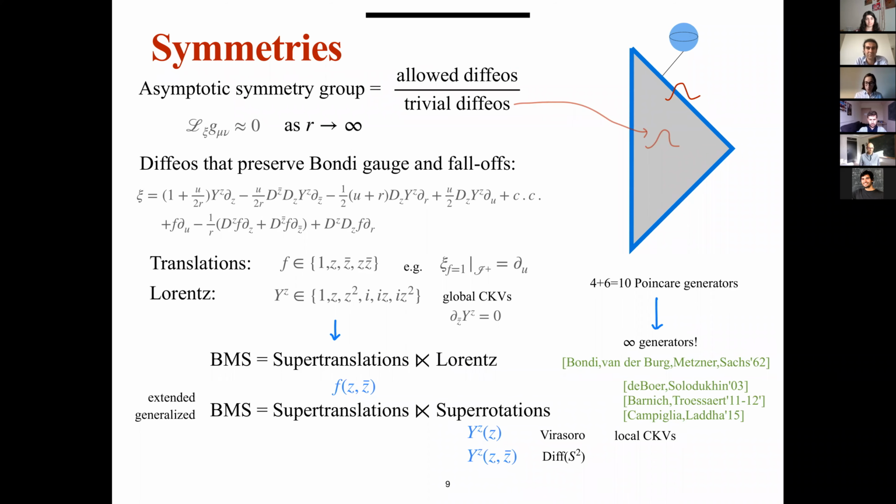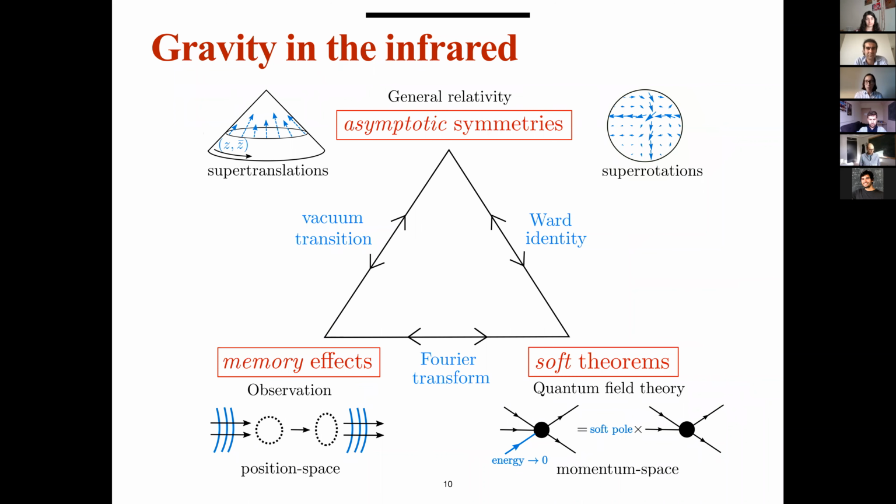Okay, so this is just one corner of interesting infrared physics that's going on. I mentioned already memory effects, which will not be highlighted in this review, but the other corner of this triangle will, and that's soft theorems. So these are universal aspects of quantum field theory scattering amplitudes, which are related to asymptotic symmetries, and I will talk about this relation in a bit more detail.